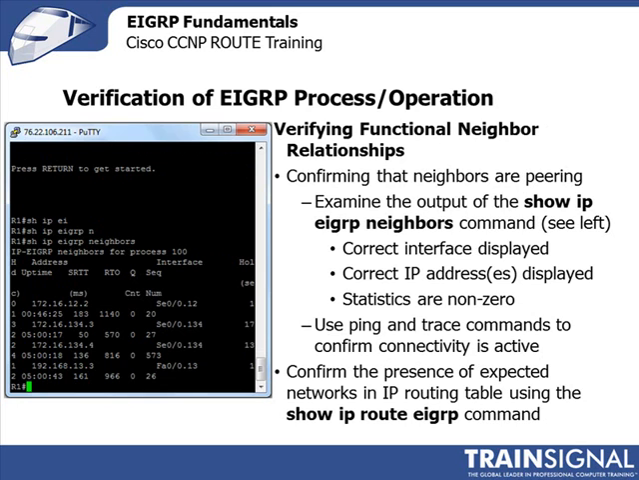To the left here, you can actually see neighbor relationships using the show IP EIGRP neighbors command, which we also used. You should see the correct interface displayed that it's sending and receiving hellos on, and that the correct IP address or addresses are displayed. I also wanted to explain that the statistics should be non-zero. The different statistics like RTO and others should have numbers other than 0. Q count I wouldn't worry about, but a lot of these other things, if they're showing zeros, that might indicate there's a problem. And make sure you can use ping and trace commands to confirm connectivity is active. Can you get to all the routes that are displayed in the routing table, as well as neighbors, especially neighbors?